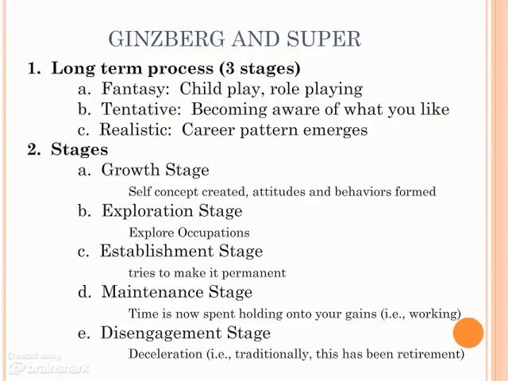The second theory, Super's theory, is made up of different stages: the growth stage, the exploration stage, the establishment stage, the maintenance stage, and the disengagement stage. For the growth stage, this is where the self-concept is created, when attitudes and behaviors are beginning to form.